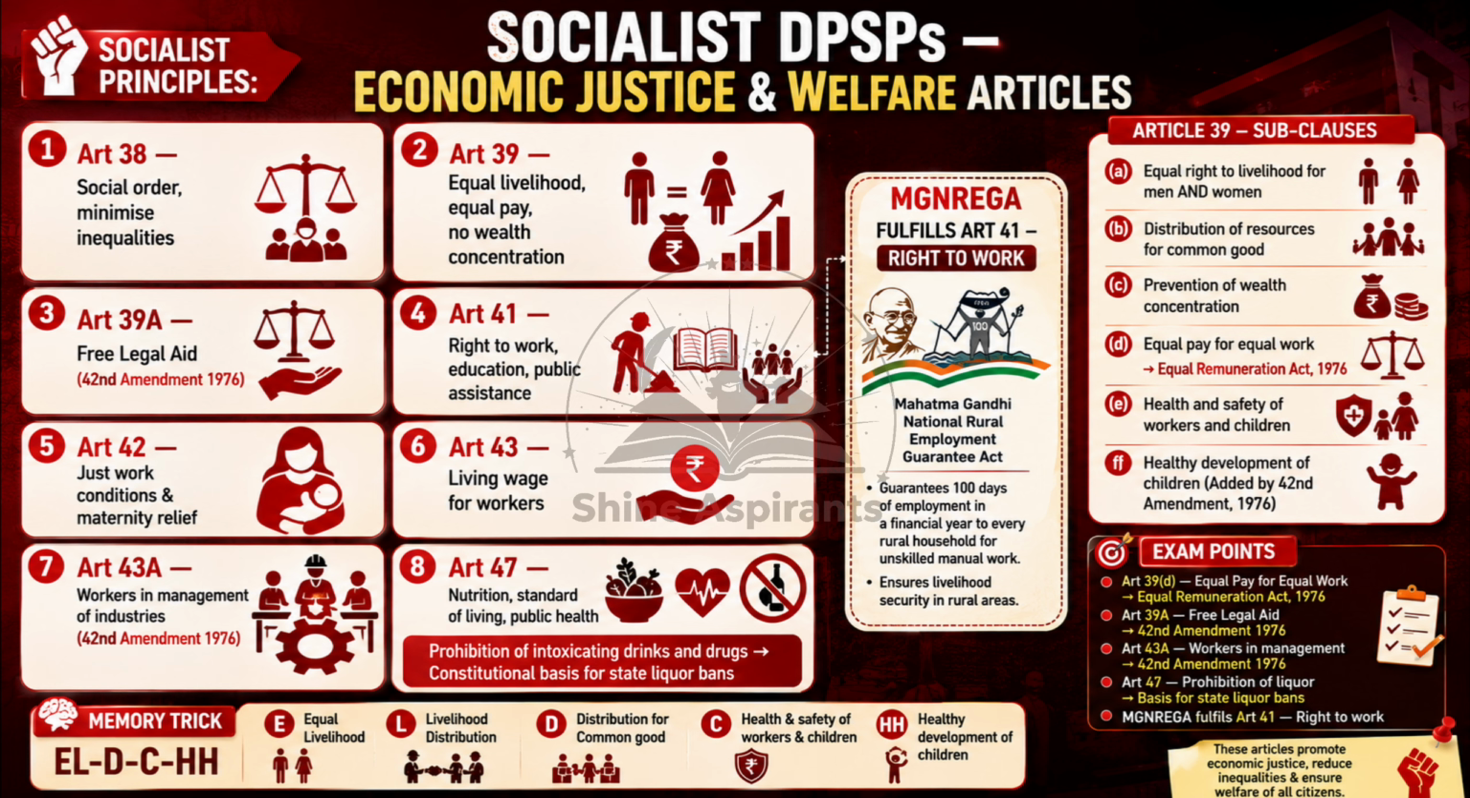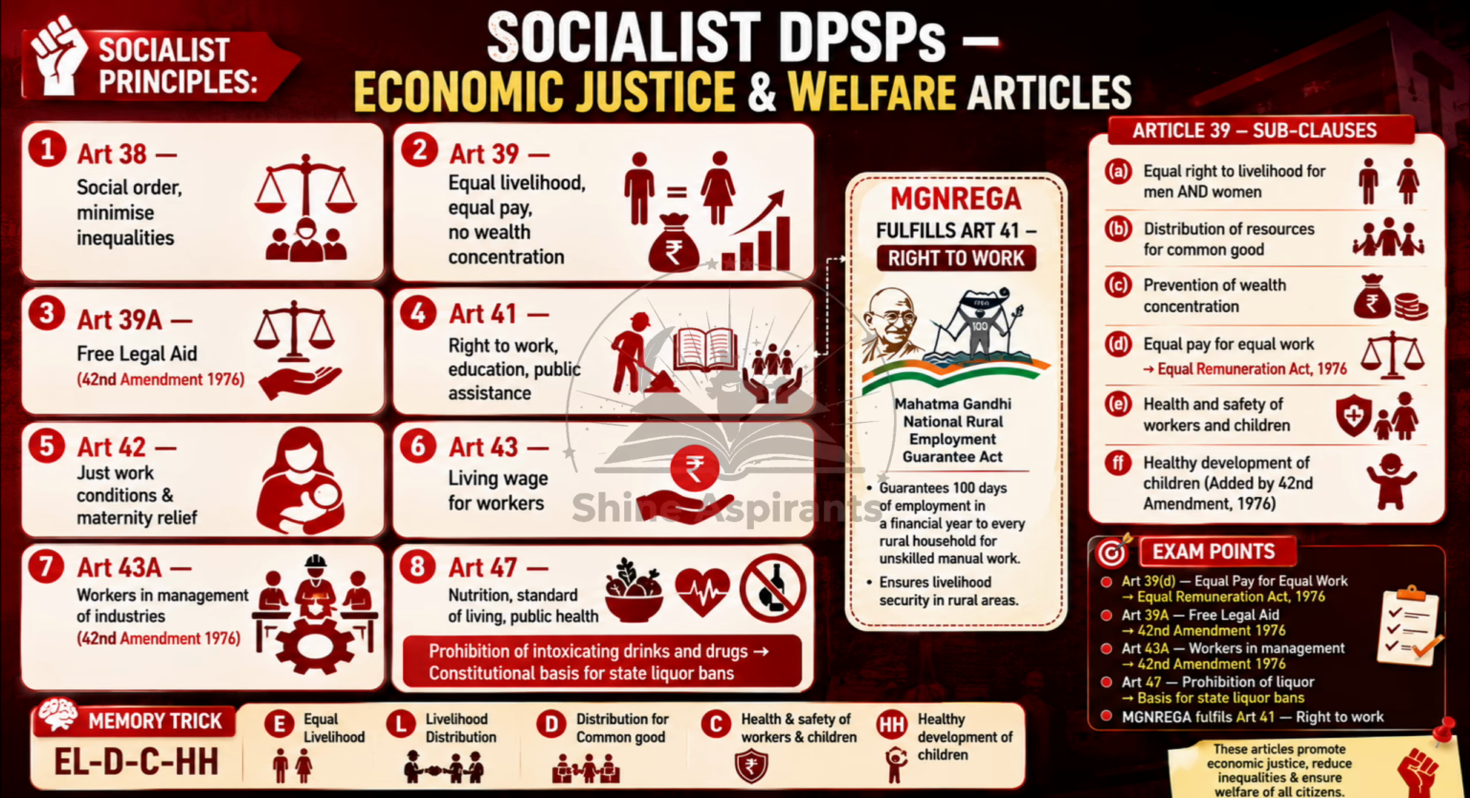Article 39, this is a packed article. Read carefully. A. Equal right to livelihood for men and women. B. Distribution of resources for common good. C. Prevention of wealth concentration. D. Equal pay for equal work. Here, Parliament passed the Equal Remuneration Act, 1976. My handwritten notes specifically highlight this connection.